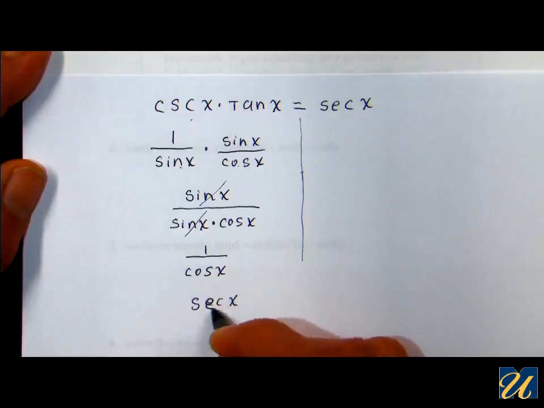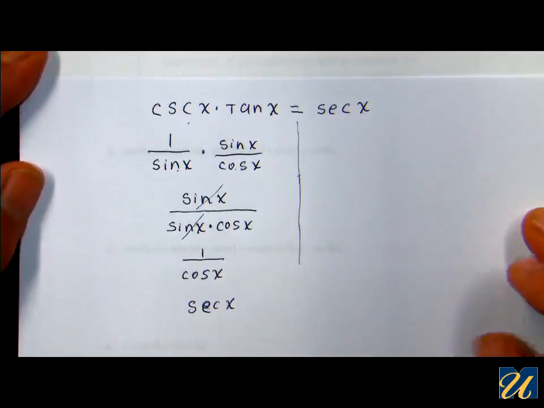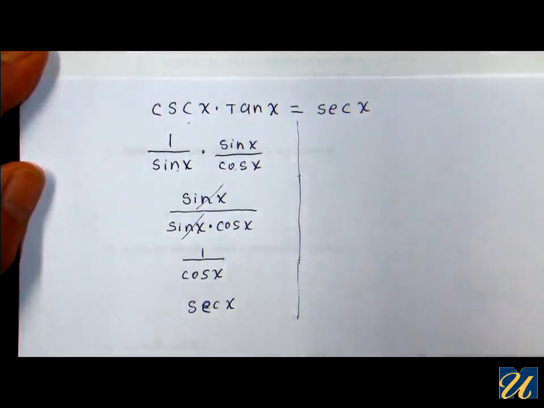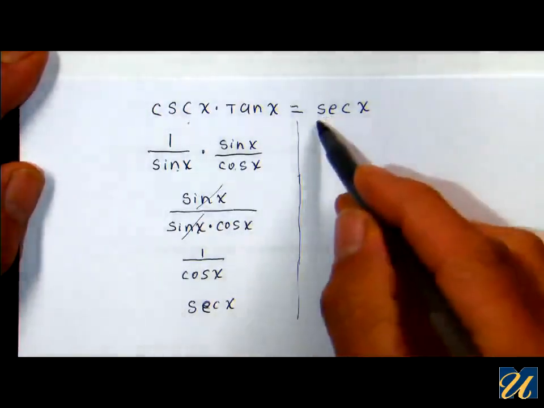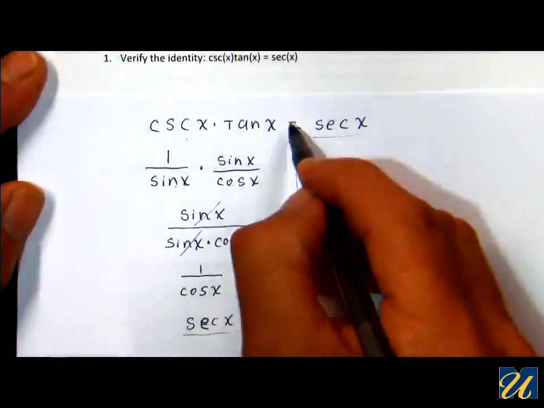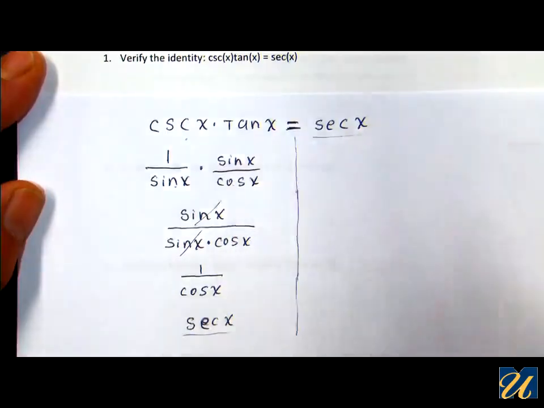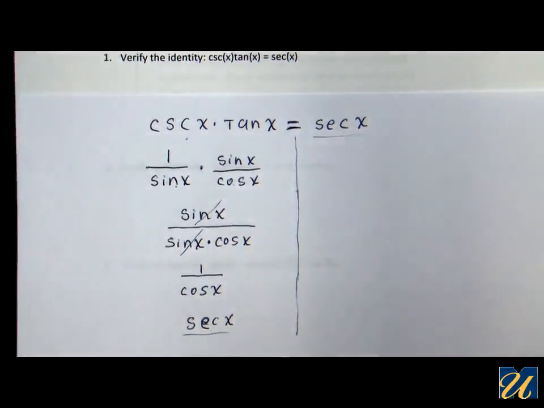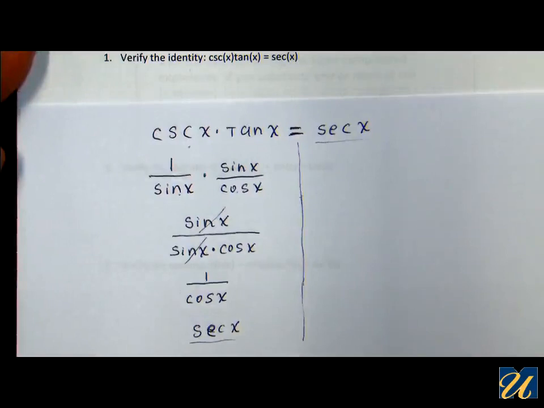So what we have is we started on the left side, we stayed on the left side, and we have ended up with what's on the right side. So we have indeed shown that the left side can be transformed into the right side. Now we know that this is equal. Okay, so there's the first one. Let's do another one.